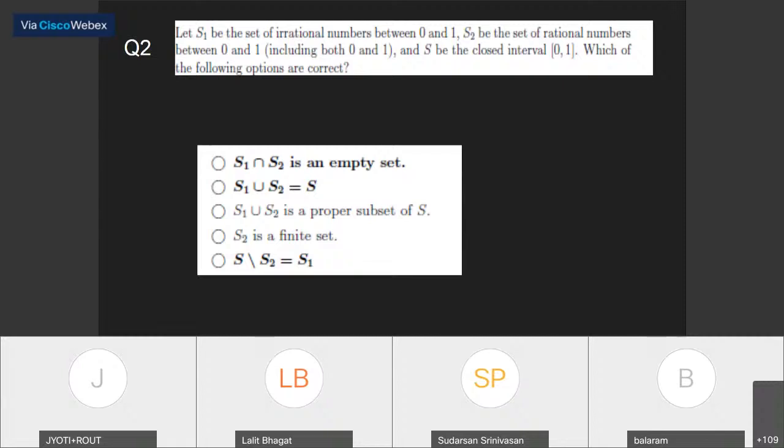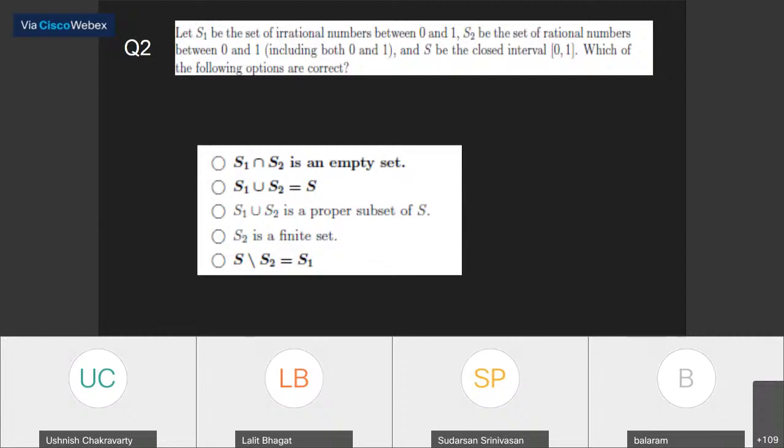Does anyone else want to answer the remaining two options? I think the last one is derived out of the second one itself. Correct. If S1 plus S2 equals S, then S minus S2 has to be S1. So second and fourth are related, I guess. Second and fifth are related. All of them are related to the given statements. Someone has answered that 5 is also correct.